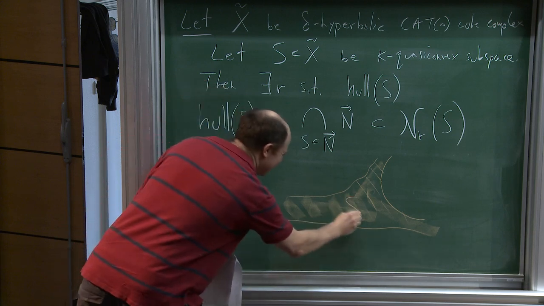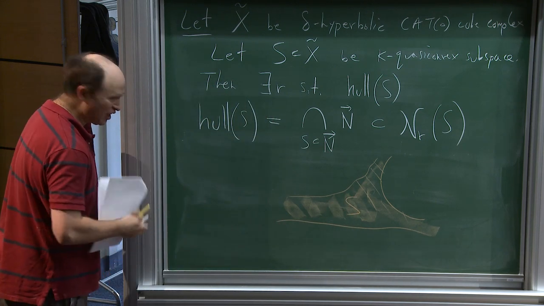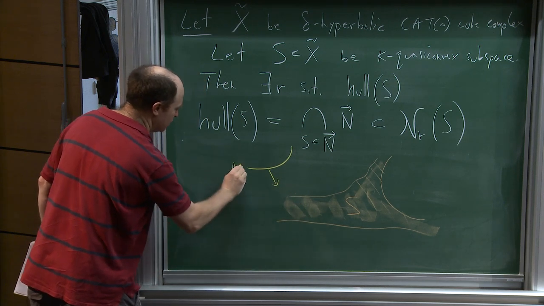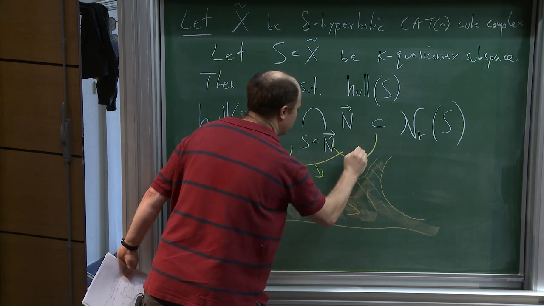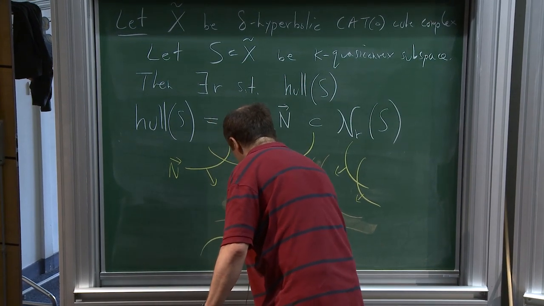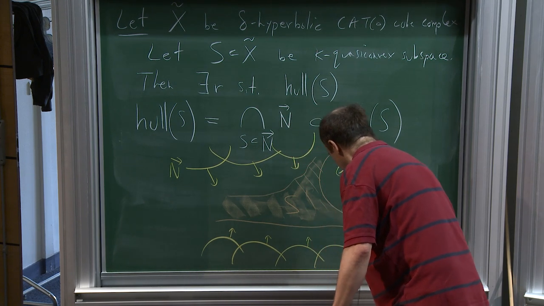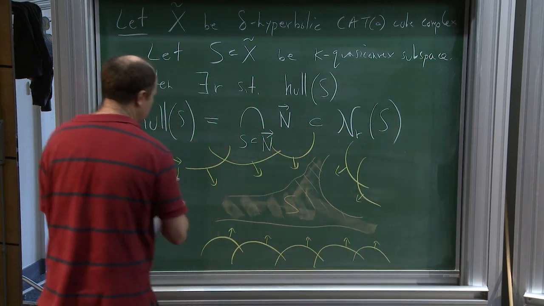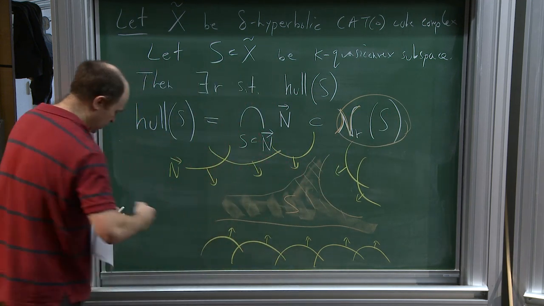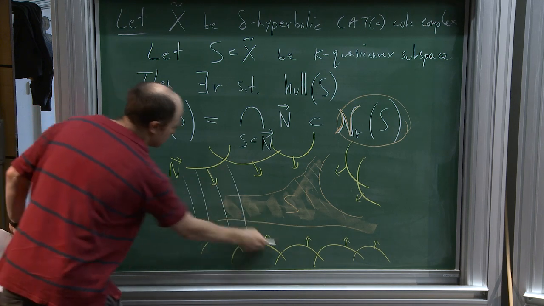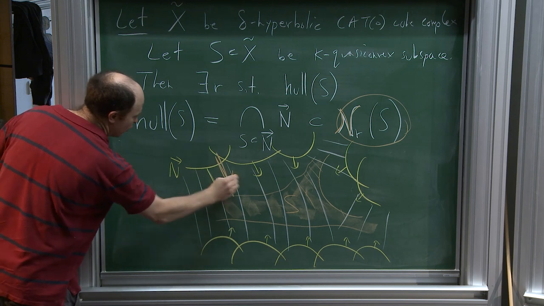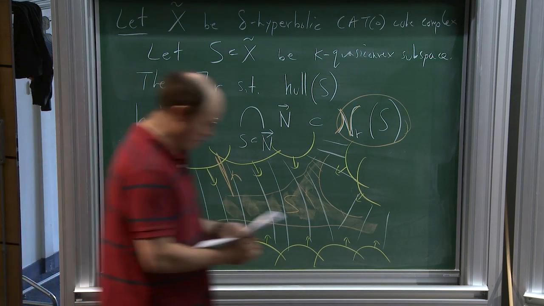Here's S. And the picture is that we're looking at all of the half spaces that contain it. Here's one of them. Here's another one. Here's another one. These are all the half spaces that contain it. You might have seen pictures like this somewhere before. This whole object is contained inside the R neighborhood for some R. So here is my hull. I'll draw it in white. And that hull lies inside of the R neighborhood of S. So that's the picture that you should have in mind.